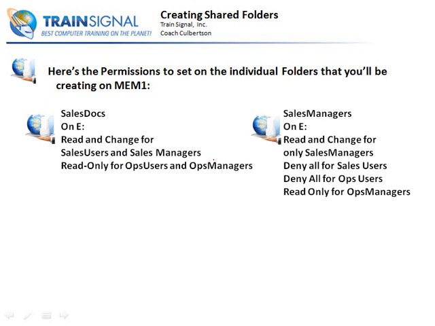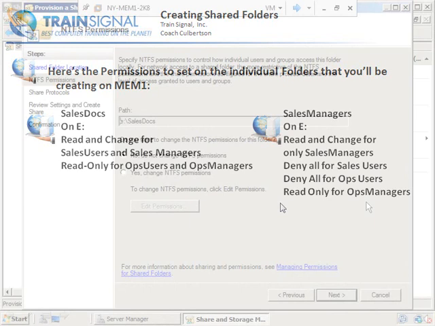Now the sales managers folder, we're going to create that one next using the Share and Storage Management. We're going to do pretty much the same thing, only we're going to restrict it a little bit more. We're going to do read and change for only sales managers. Then for the sales users, we're going to do a deny all. Okay, so we want to make sure that sales users can't get into that folder at all. The same thing for ops users, but for the ops managers, we're going to provide them with read-only access. Okay, so those are the permissions we're going to be setting for these two folders we're creating right now. Let's switch back on over to Mem1 and let's finish this process.